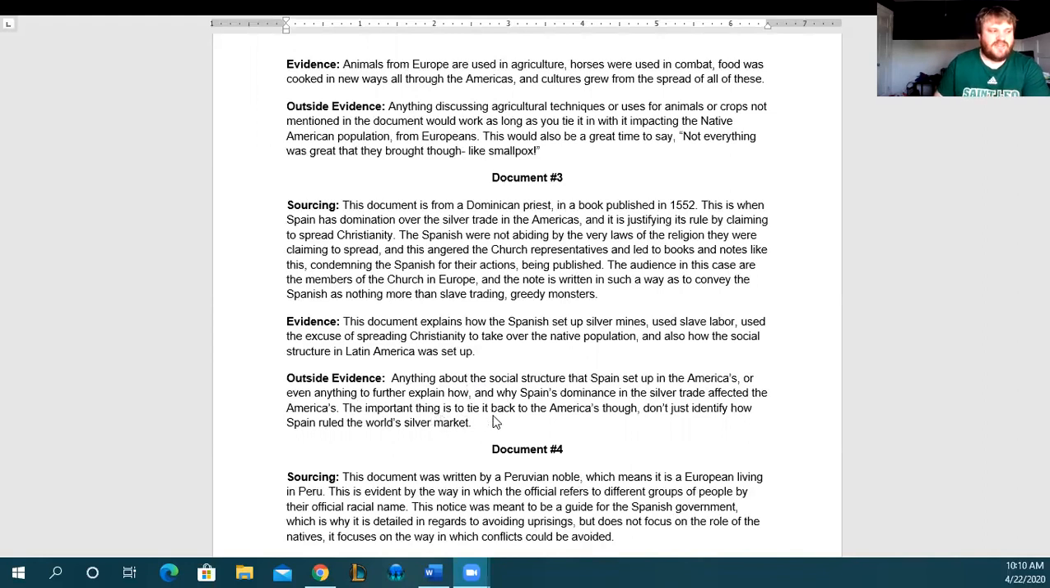The important thing, though, is to tie it back to the Americas. So don't just identify how Spain ruled the world's silver market. Say how that impacted the Americas, right? So it's not enough to just say, oh, Spain dominated the world's silver and 80% of the silver in the world came from Spain. Cool, but how does that impact the Americas, right? You have to think back to the actual prompt and make sure that everything ties into that, right? So it has to all be about the Americas. It can't be about Spain the entire time.